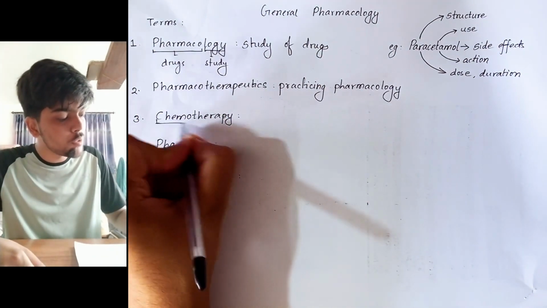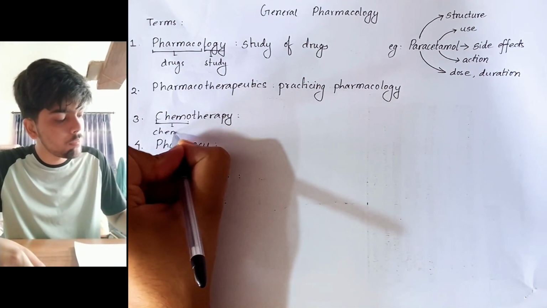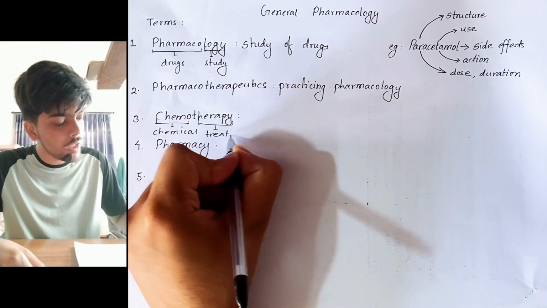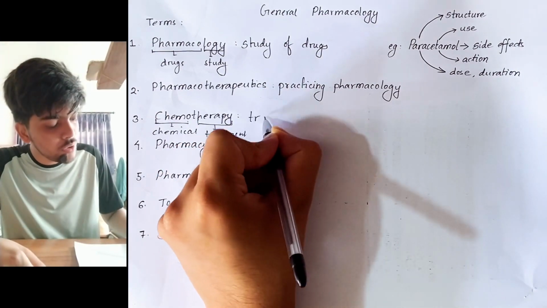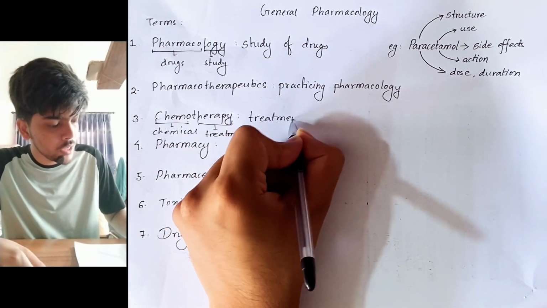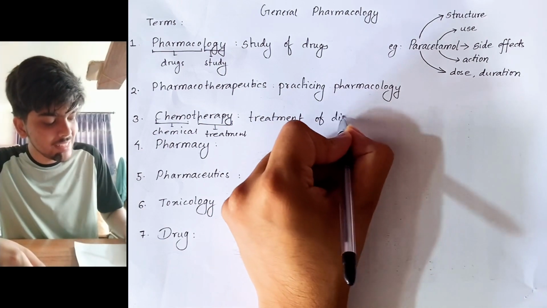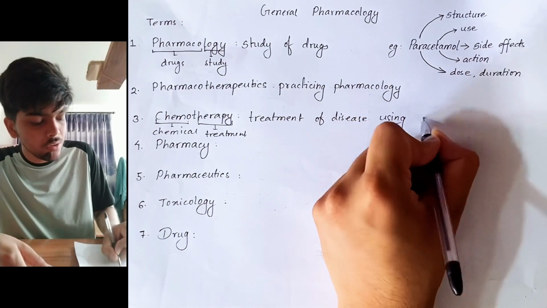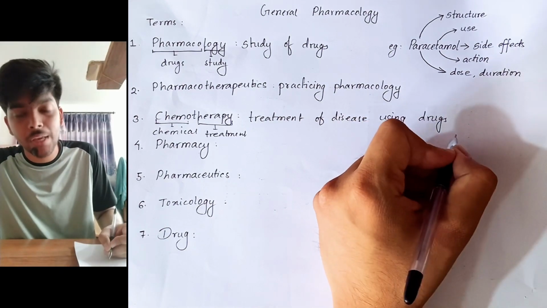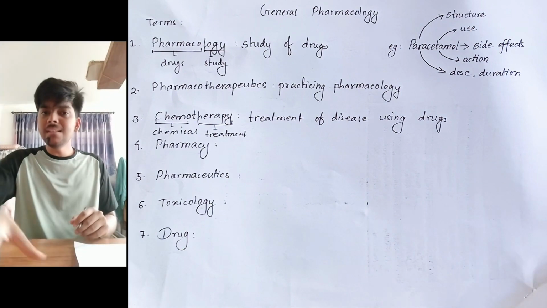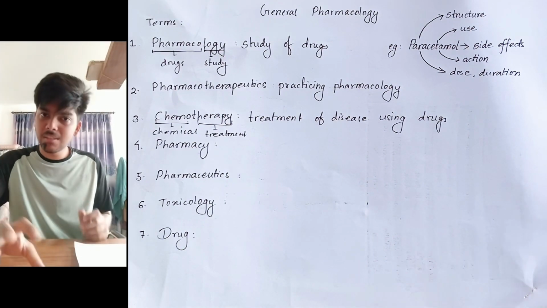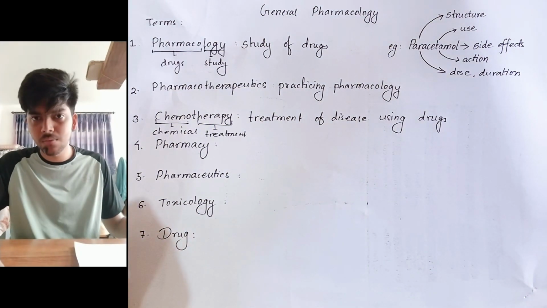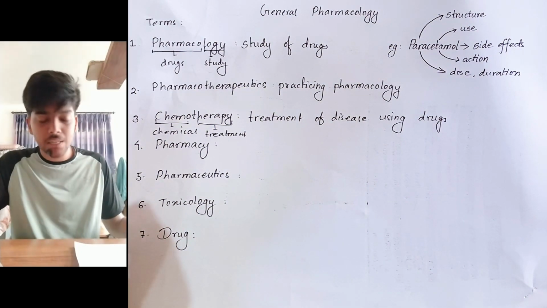Then next is chemotherapy, where chemo refers to chemical and therapy refers to treatment. So chemotherapy refers to the treatment of diseases using chemicals. And by chemicals, we mean using drugs, because drugs, after all, are chemicals. So treating diseases with the help of drugs is chemotherapy. Usually the term chemotherapy is used with cancer and infections as well.